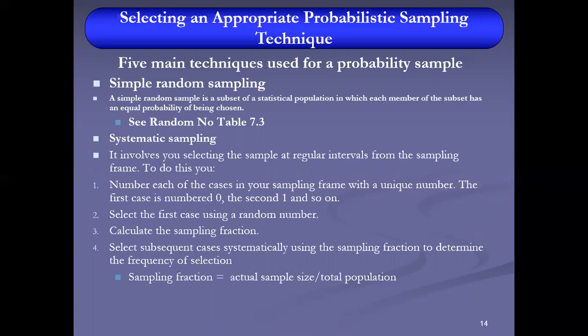Systematic sampling involves selecting the sample at regular intervals of the sampling frame. To do this, you number each case in your sample frame with a unique number. The first case number is 0, then the second one, and so on. Select the first case using a random number, calculate the sampling fraction, and select subsequent cases systematically, using the sampling fraction to determine the frequency of selection. Sampling fraction is equal to actual sample size divided by total population.